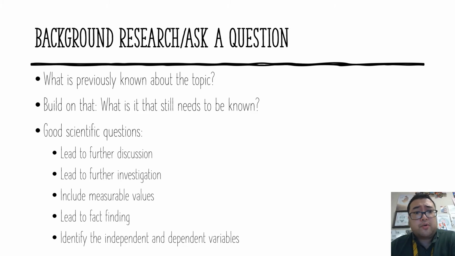So part of the discovery and exploration portion of the scientific method is to ask a question. In order to build a question, we could ask: what is previously known about the topic? And to help us build another question, we could ask: what is it that still needs to be known about that topic? Good scientific questions lead to further discussion, lead to further investigation, need to have measurable values, meaning you can measure something, lead to fact finding, as well as identifying independent and dependent variables.